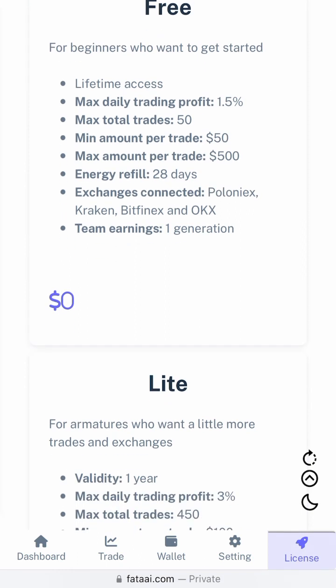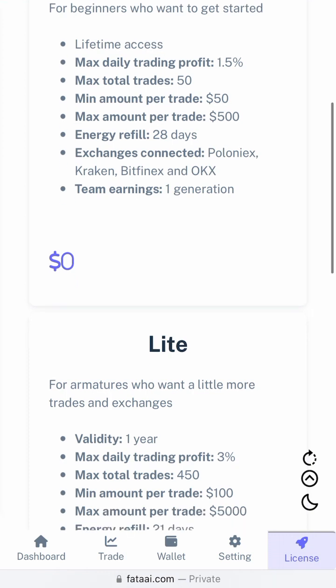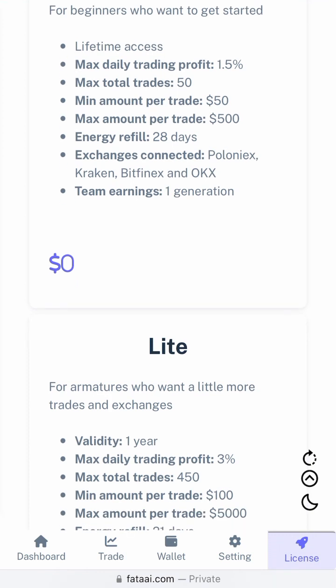Then you can only trade any trade that is connected to Poloniex, Kraken, Bitfinex or OKX. That's to say, the trade must be, for instance, buy from Poloniex and sell to Kraken, or buy from OKX and sell to Bitfinex. Both exchanges, the buying exchange and the selling exchange, must be within these 4 exchanges.